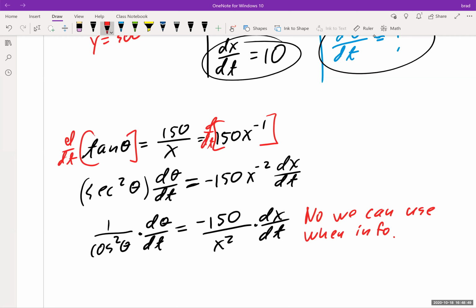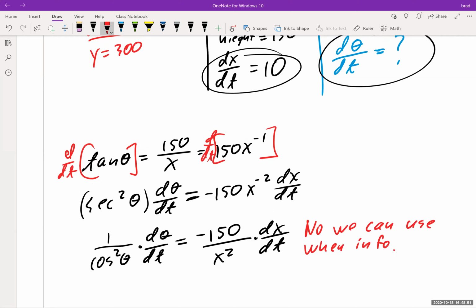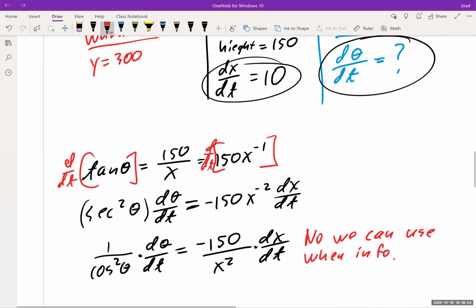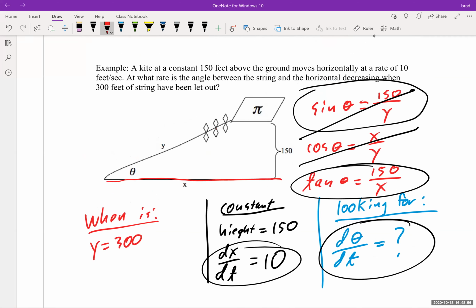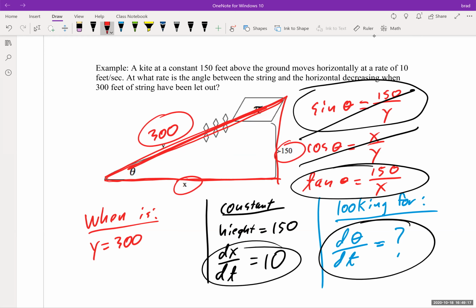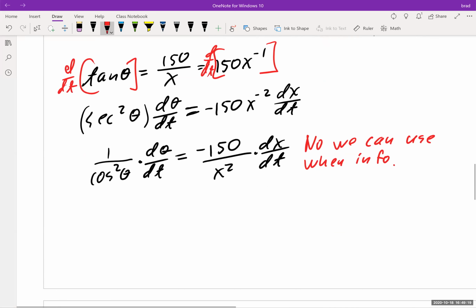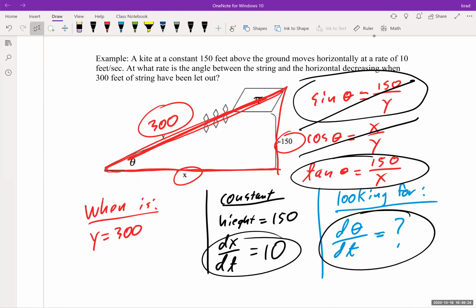All right, so let's plug in what we know so far. We know that we're dealing with a triangle, and this is kind of nice because they said it's at constant height. So this is a right triangle, right? So we have this right triangle like this. Okay, and what would the cosine of this right triangle be? Well, they told us that 300 feet of string have been let out. So this is my when. So if I know this is 300 and I know this is 150, could I find x if needed? Because it looks like in this problem, I'm going to need x, and I'm also going to need to know the cosine, which is adjacent over hypotenuse.